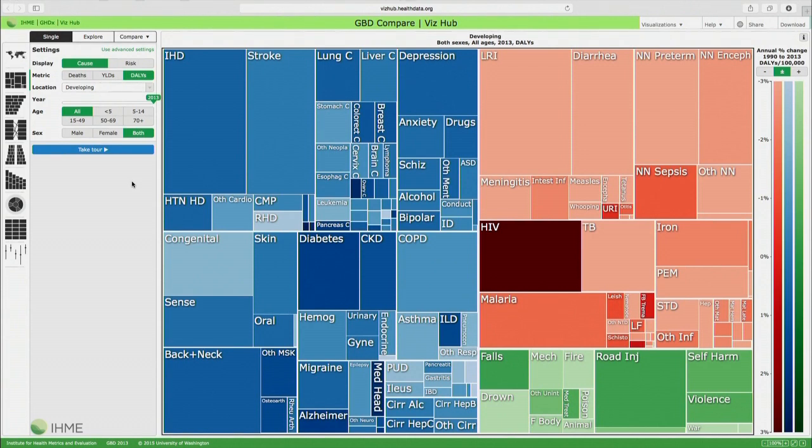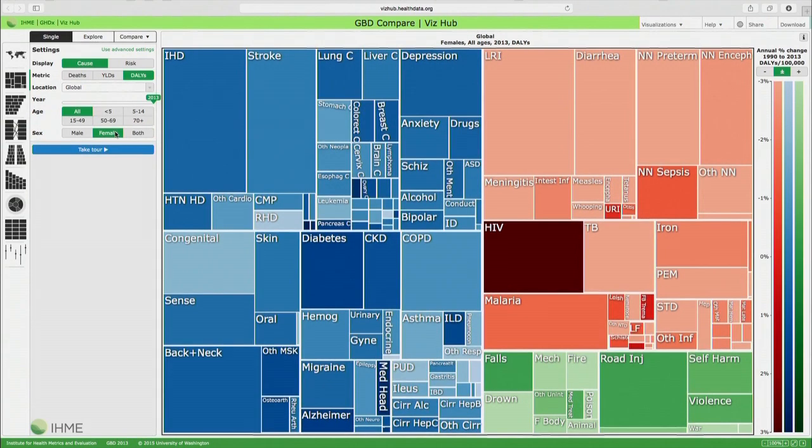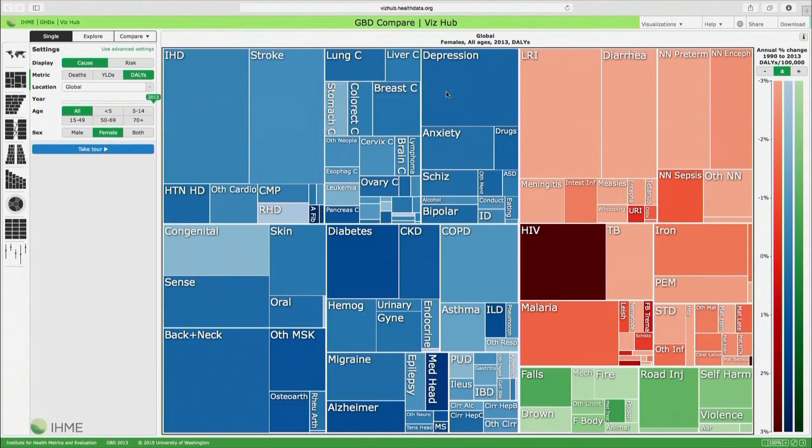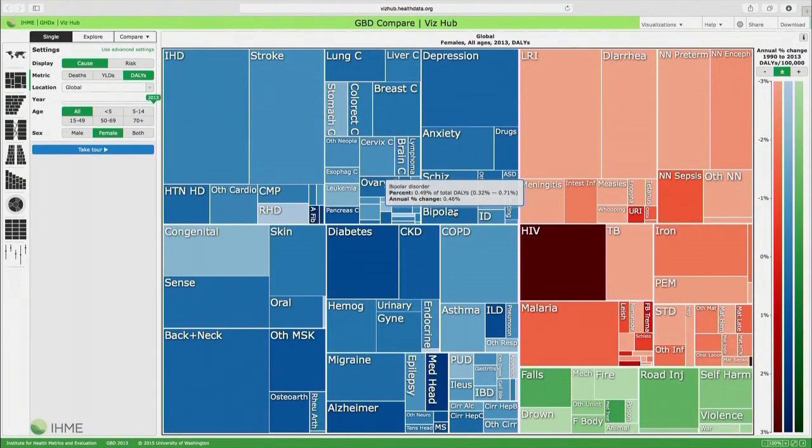Let's now look at how the burden of these disorders varies between men and women. Let's start with a global look. And let's start with females. And here we see, when we're looking for 2013 for females of all ages at disability-adjusted life years, or DALYs, depressive disorders constituted almost 3.4% of all DALYs. Anxiety disorders about 1.4, schizophrenia about 0.7, and bipolar disorder about 0.5.